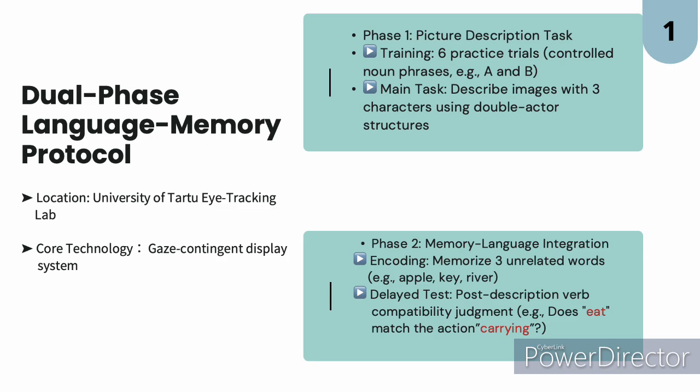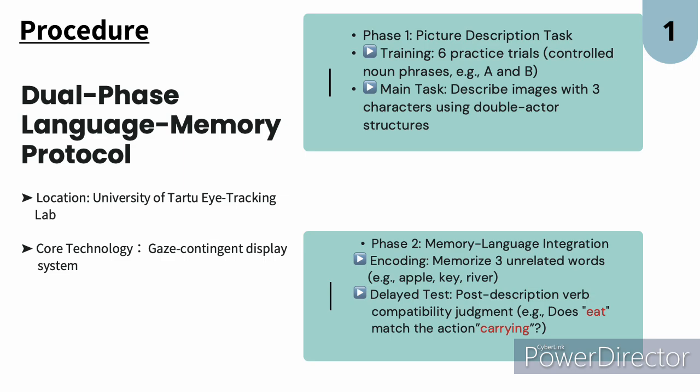They first completed 6 practice trials to learn how to describe characters using structures like A and B. In the main task, they described images with 3 characters while adhering to double actor syntax. For example, the chef and the waiter are carrying boxes.